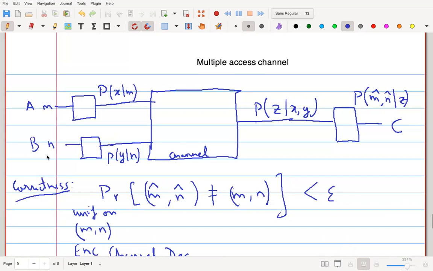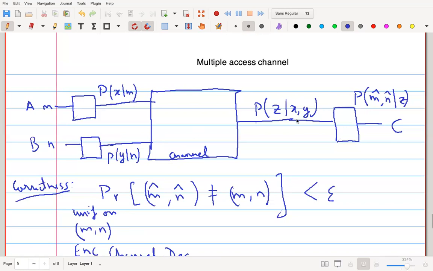So M, N are independent messages, and Alice and Bob will behave independently. Alice uses a private coin algorithm. You can see the schematic, and she encodes them into a probability distribution over the input alphabet. There are two input alphabets, X and Y here. So this is a probability distribution over the input alphabet X. Similarly, Bob independently runs his private coin encoding algorithm, encodes the message N into a probability distribution over the corresponding input alphabet, P of Y given N.